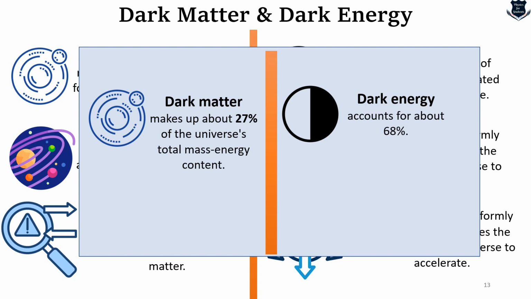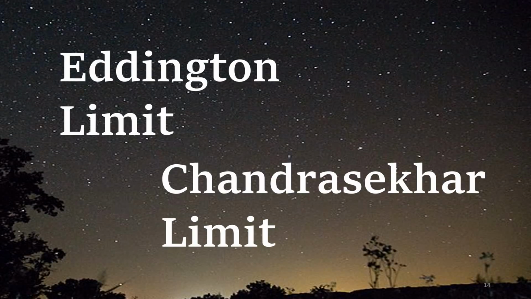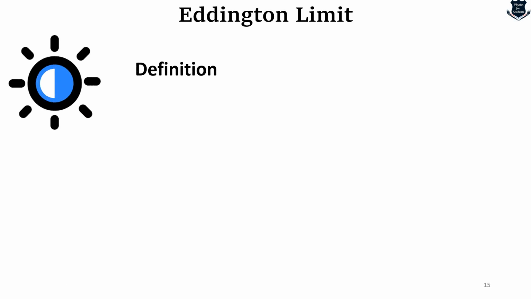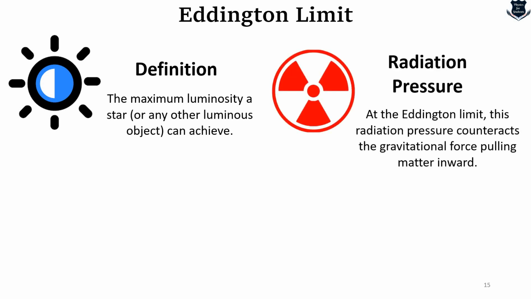We next come to a very important thing, the Eddington limit and the Chandrasekhar limit, which are often used in astrophysics. First, we deal with the Eddington limit. So what is the Eddington limit? If I talk of the definition, it is also called the Eddington luminosity, the maximum luminosity a star or any other luminous object can achieve, where the outward pressure from the radiation is balanced by the inward pull of gravity. The mechanism works as follows: as a star's luminosity increases, the radiation pressure exerted by photons becomes significant.